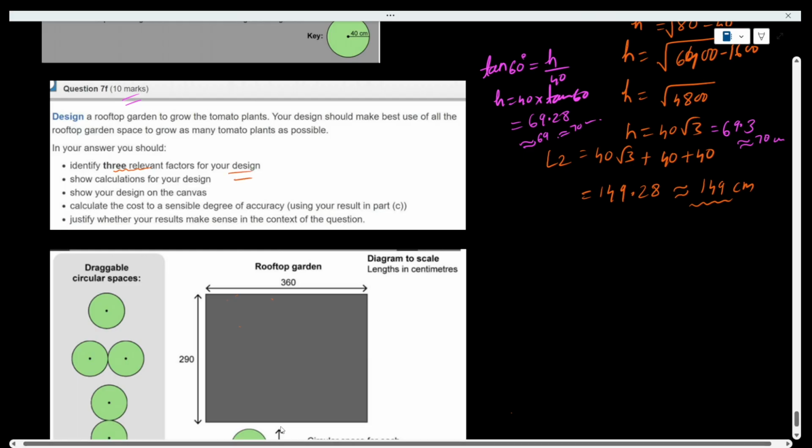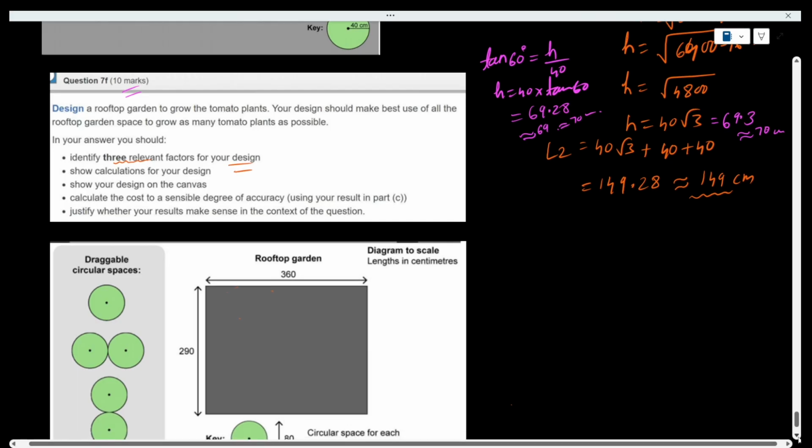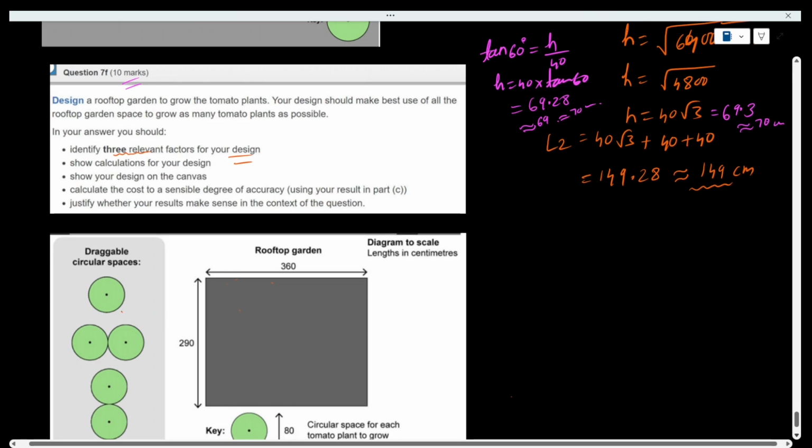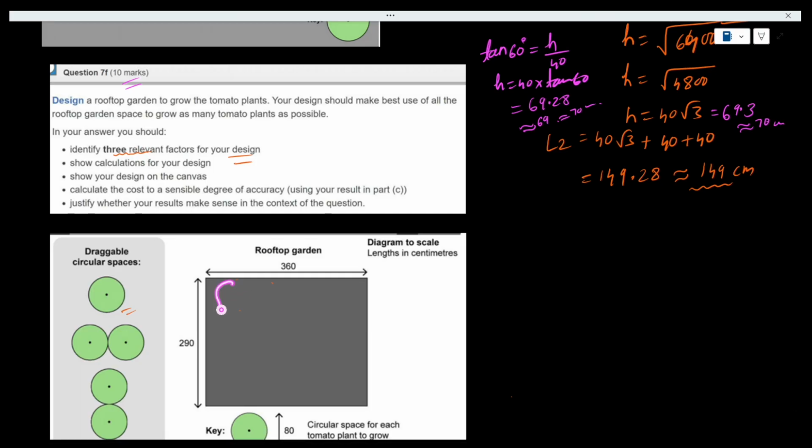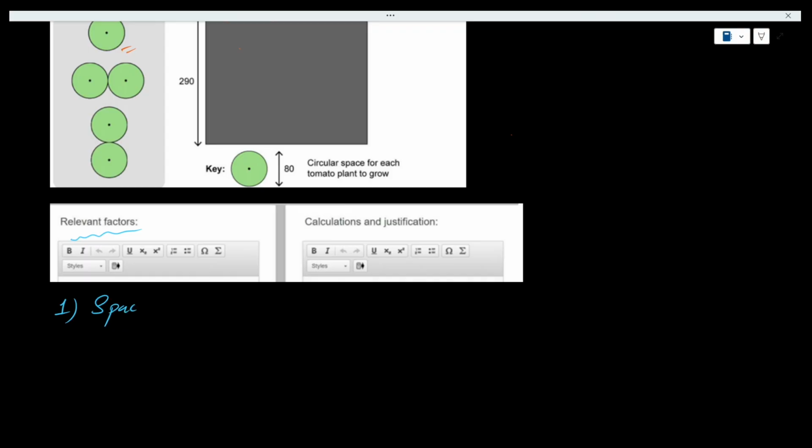So here if you see, they have given you the space where you have to take these circles to see how the circles are going to fit here, right, in the square or triangular design using the dimension. So what are the three factors? If you see here, the three relevant factors of your design will carry 2 marks here. So you need to write down 3 factors. So the first one you can write down here is space, because you are leaving the space for the plant to grow.